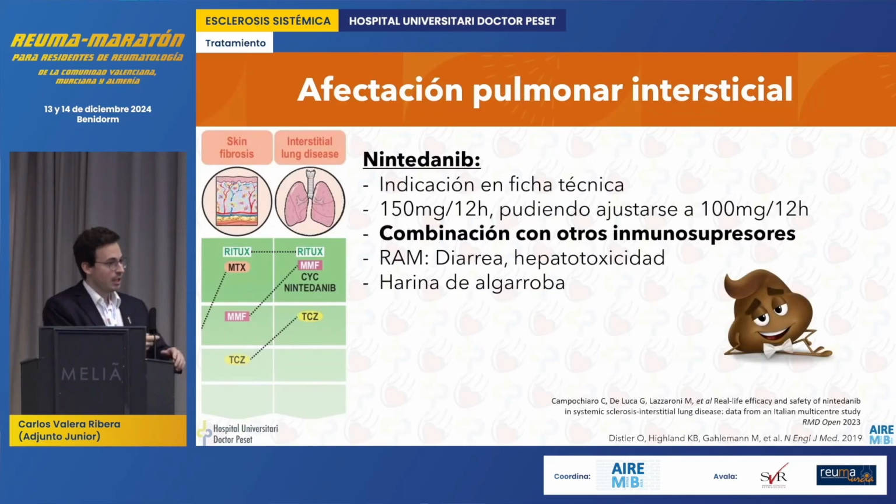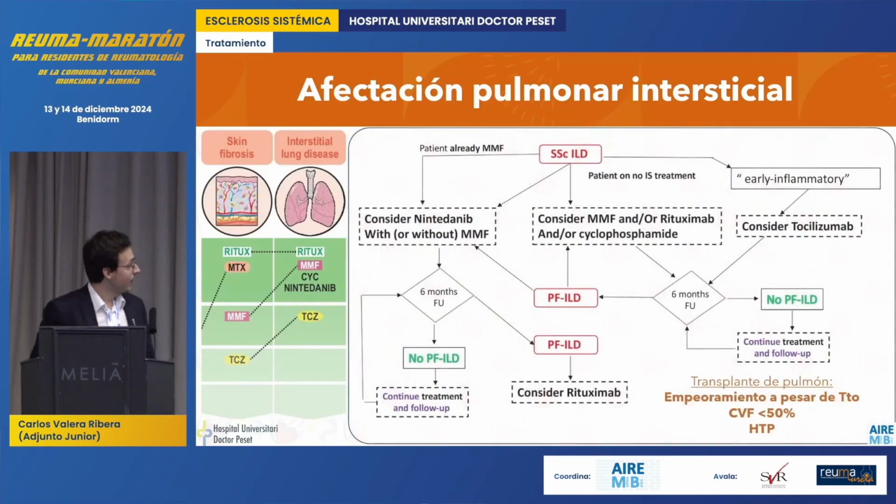Therefore, nintedanib, as I mentioned, is the only antifibrotic with an approved indication in the official prescribing information. It can also be combined with other immunosuppressants. It has been shown to be completely safe, but remember that it has many side effects, especially diarrhea, also hepatotoxicity, and in fact even the manufacturers themselves recommend carob flour as a treatment for this diarrhea.